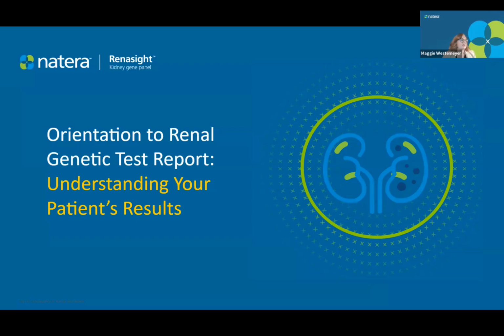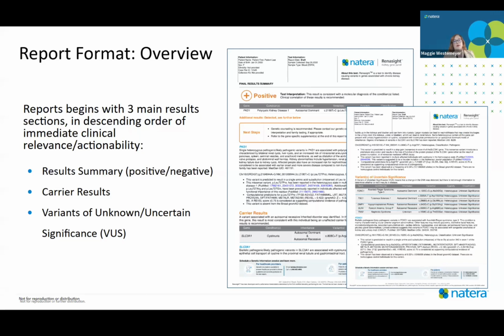So next, just want to take you through some pieces of the report just to give some practical ways to analyze a report and understand some of the terminology used and to help you interpret results. So I'm going to use the Renasight report from Natera as our example here. As you know, the Renasight test currently includes 397 kidney disease genes. And depending on the findings, right, the report will contain 1 to 3 different results sections in descending order of clinical actionability and relevance to the patient's clinical management.